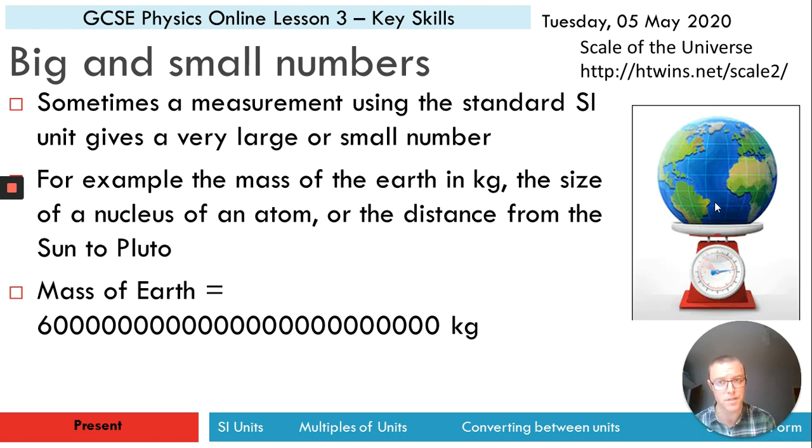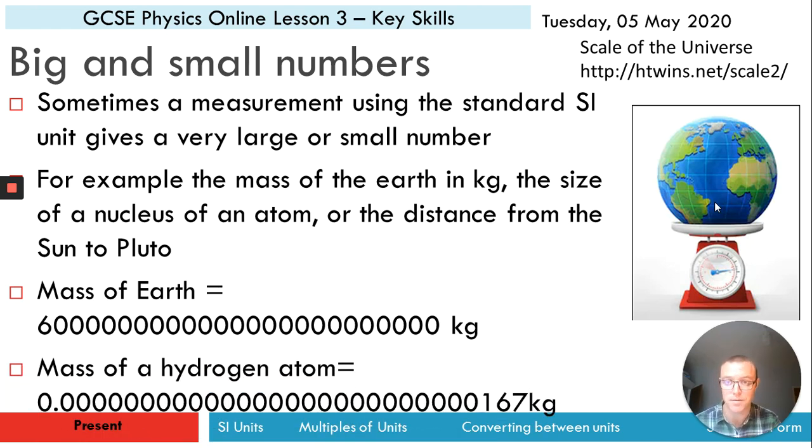24 zeros kilograms. A very, very large number. The example of a small number, mass of a hydrogen atom: 0.00000000, there are 27 zeros there, 167 kilograms. Note the unit for both is kilograms. However, one of these is very, very large, and one is very, very small. The human brain is not very good at understanding numbers which are that large. It's much better if we can convert them to a different form, which is easier for us to understand, easiest for us to visualize.